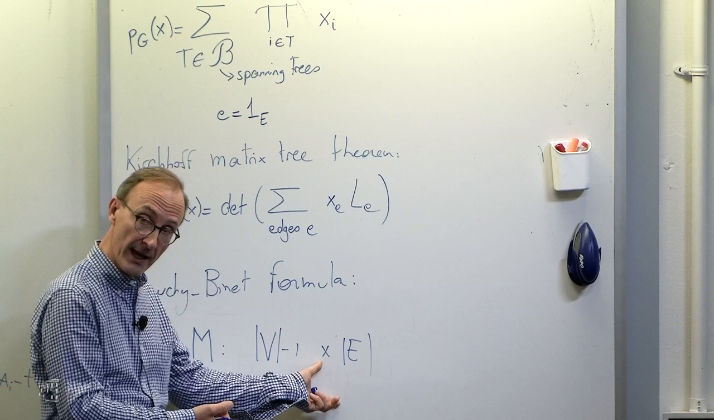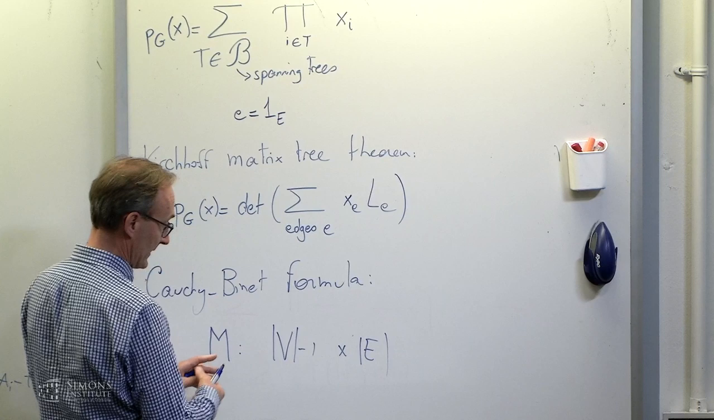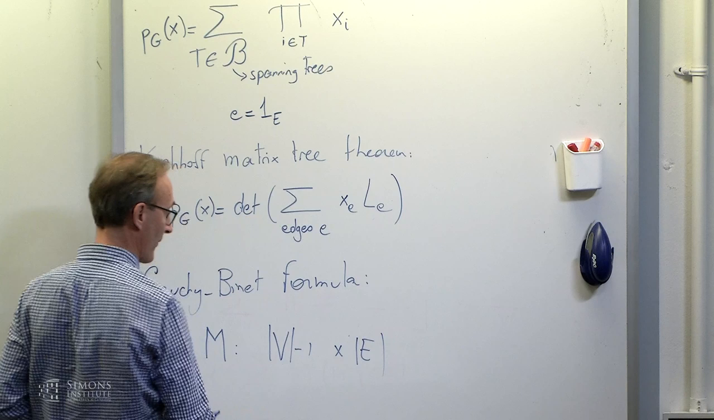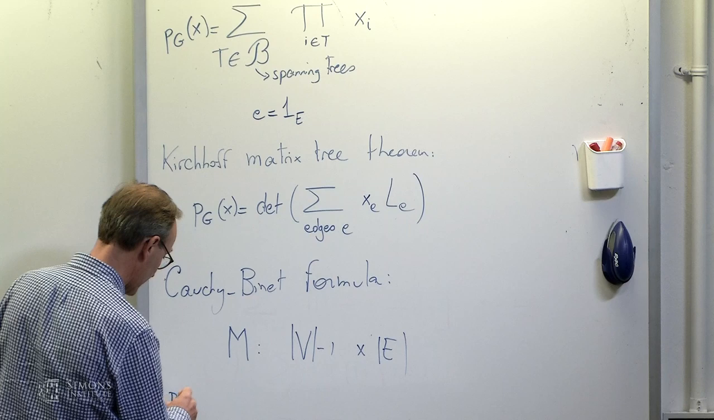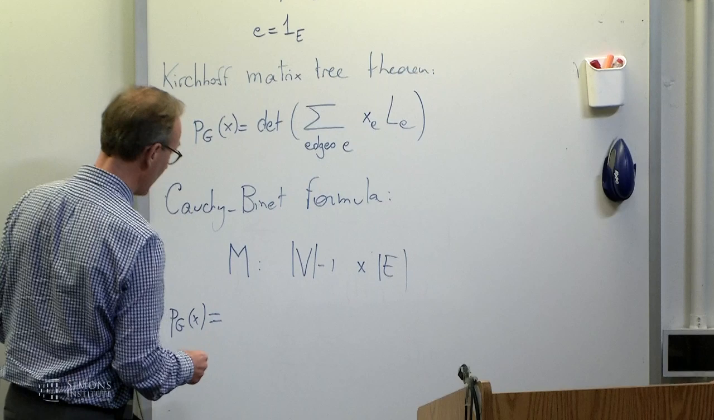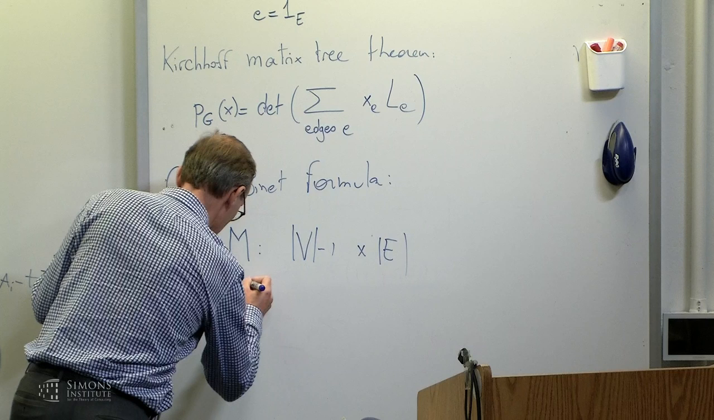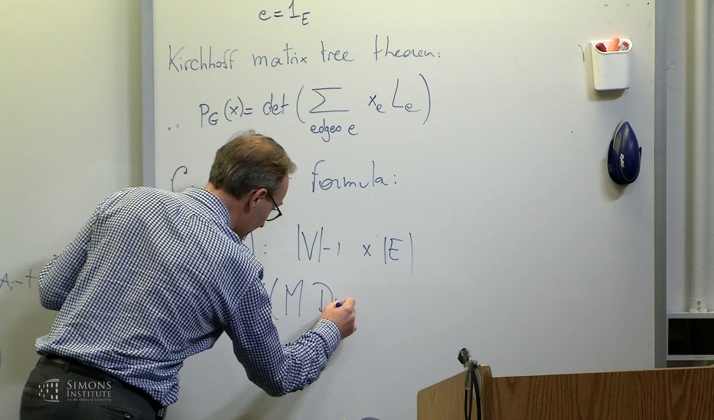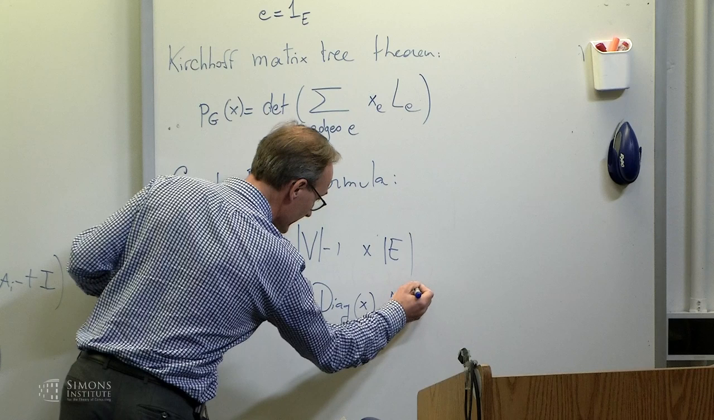And then you take that incidence, that adjacency matrix, except that you remove one row, and then the claim is that P_G of X is simply the determinant of M times a diagonal matrix with these unknowns X times M transpose.